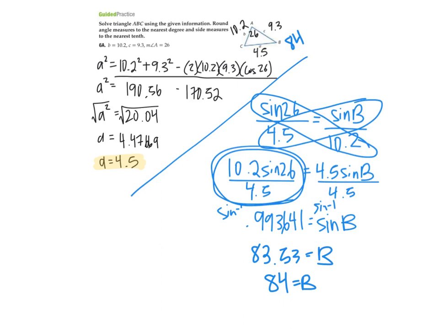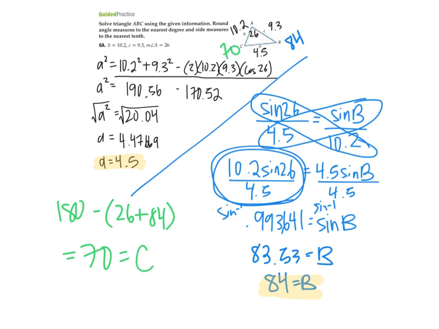All right, now we found two things so far. We have one last thing to find. The last thing that we need to find is the measure of angle C. This is the easiest thing for us to find because we already know two angles. So I'm going to do 180 minus 26 plus 84, and that's going to equal 70. So the measure of angle C is going to be 70. So those are the three answers for this problem here.